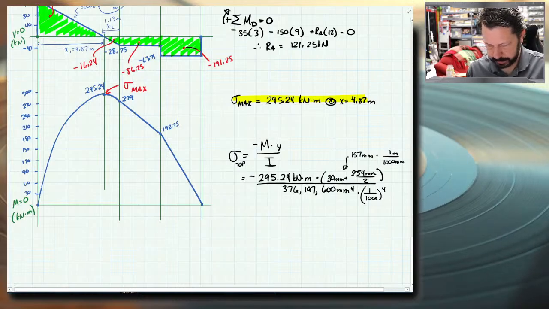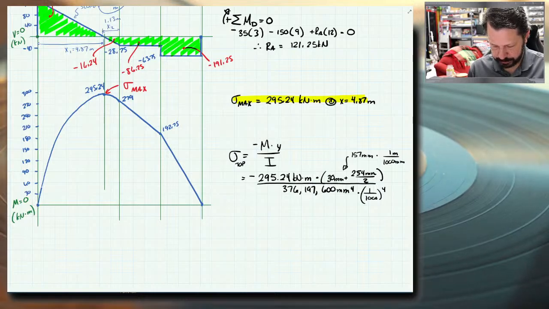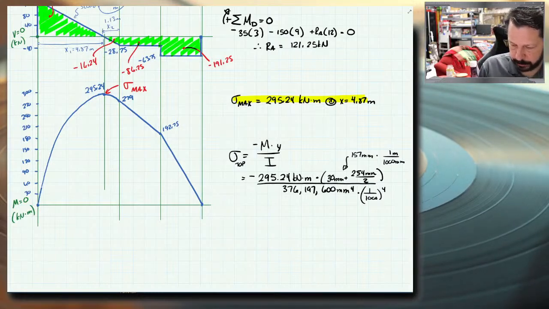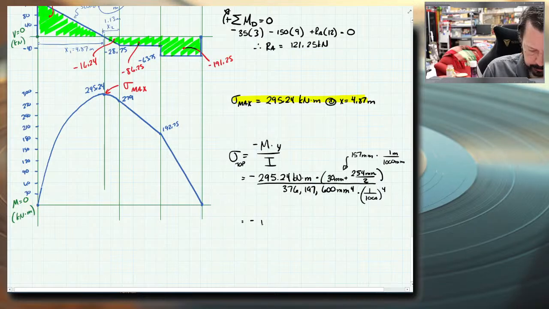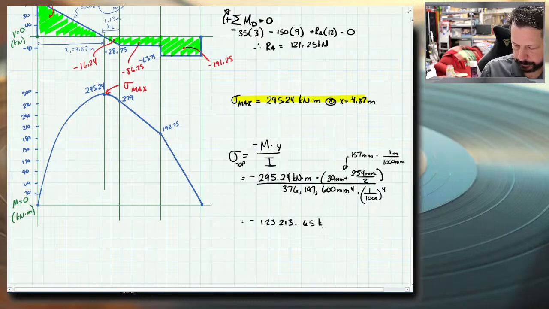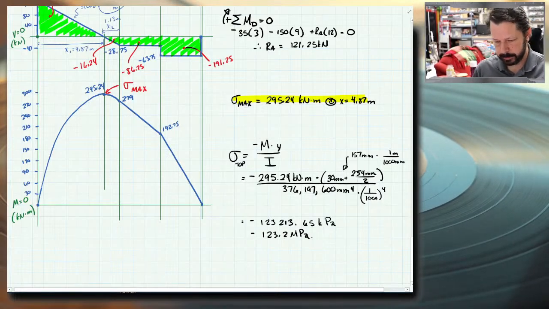Okay, that's 157 divided by 1,000 times 295.24 divided by the denominator. All right, so I get a number: negative 123,213.65 kilonewton. Well, no, kilopascals. So if I want megapascals, negative 123.2 megapascals, because normally you don't report things in kilopascals. It's certainly not 123,000 kilopascals.